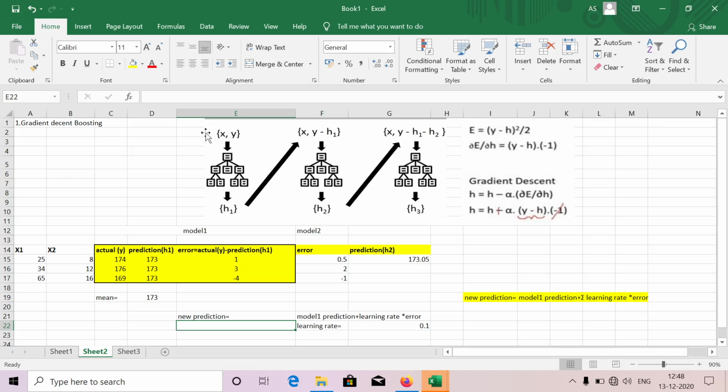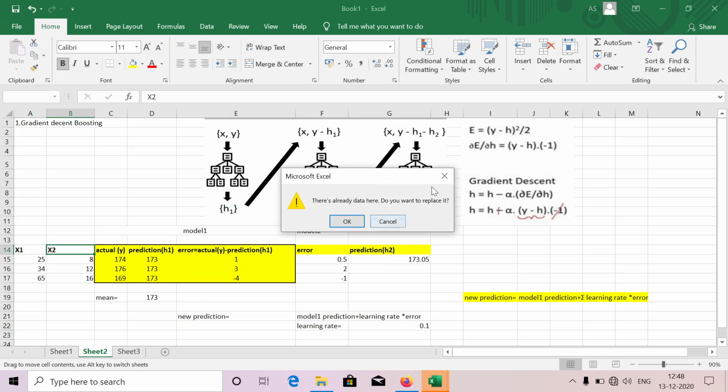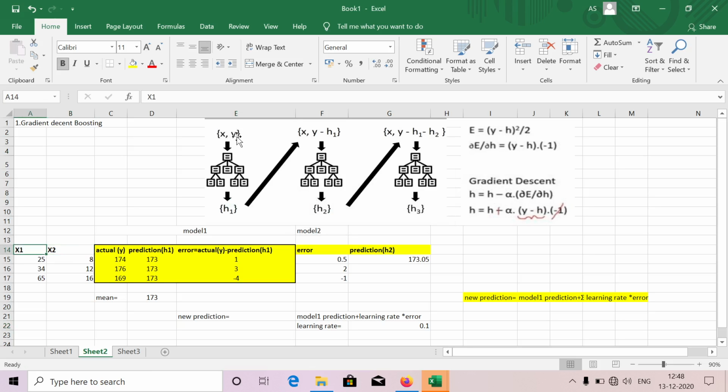In the first iteration, I am just passing my original data, x and y. X is my independent variables and y is my dependent variable. I am passing all the records to the first decision tree, and I will get the output h1. Here I got the prediction.